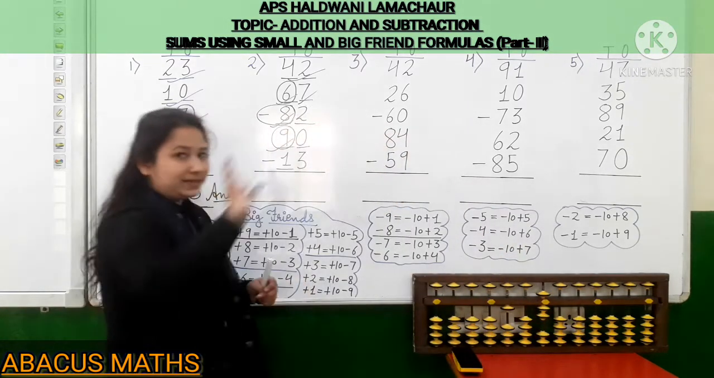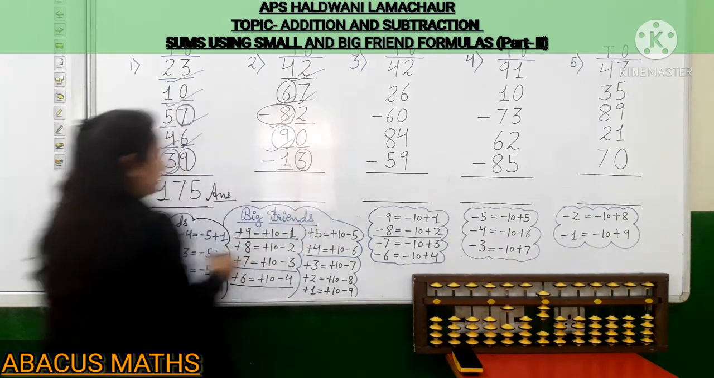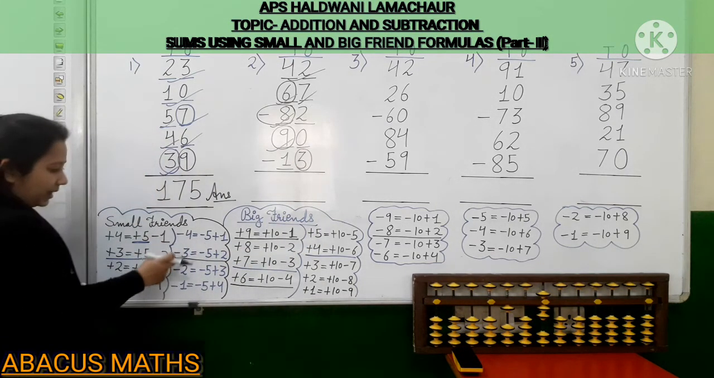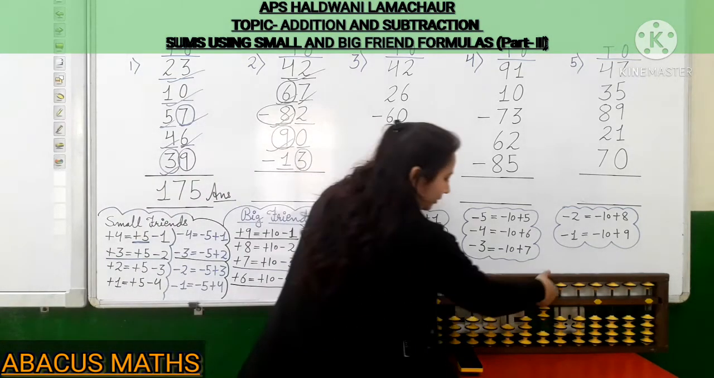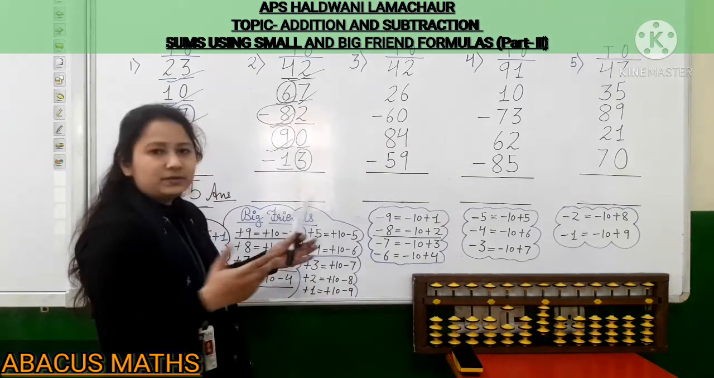Next, minus 3 here. Now, only 2 is added. So how will you do minus 3? Minus 3, take the help of small friends. For minus 3, minus 5 plus 2. Minus 5 plus 2, and your sum is completed.